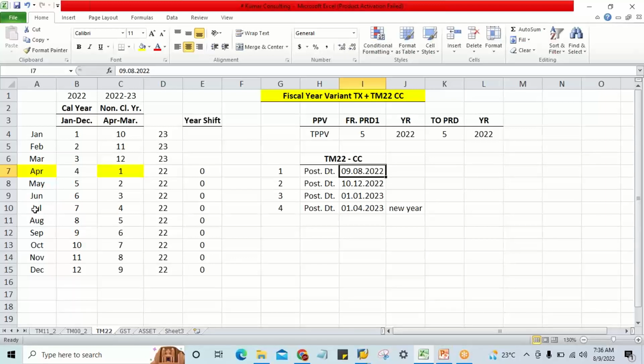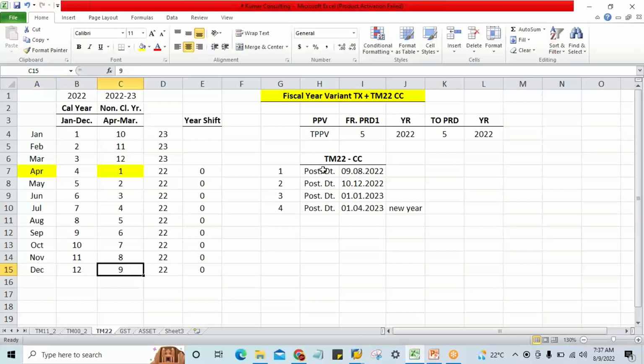22 plus year shift 0. So 22 plus 0, what is happening, guys? 22. Again, posting date 10th of December. So here what is happening, guys? December. So December means 12th, and 12th is the 9th. In the sense, December is 9th period here. So 9th period, right? Okay.